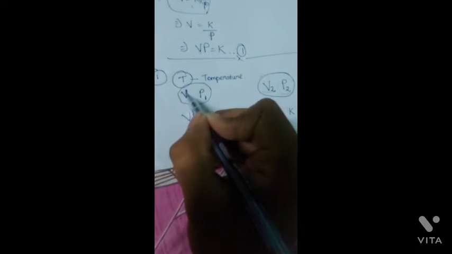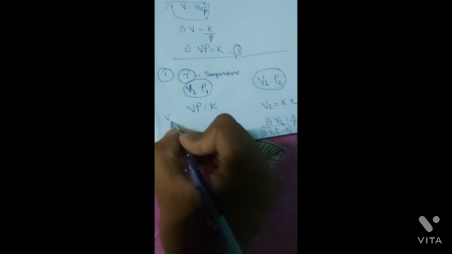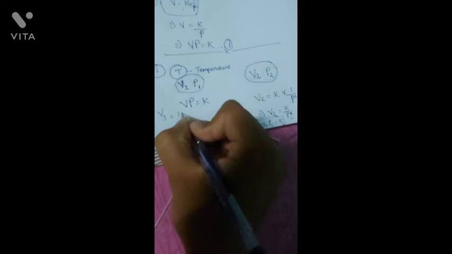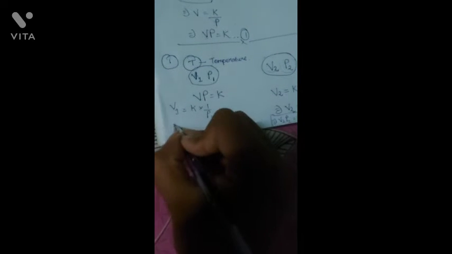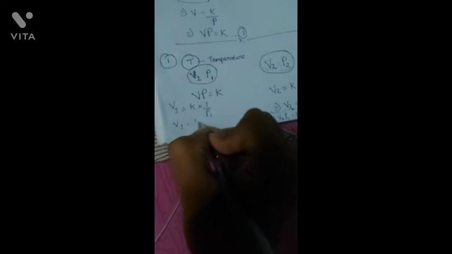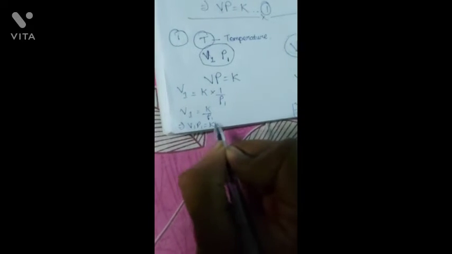And if the initial volume and pressure are V1 and P1, from here also we can write V1 as K into 1 by P1. So I can write V1 is K by P1, you already know why. And now you can write that V1 P1 is equal to K. So in both cases V1 P1 is equal to K, and here also K.